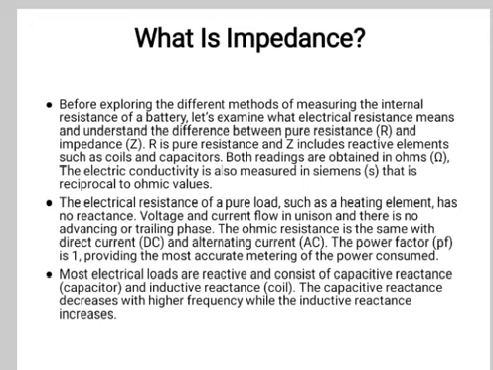The electric conductivity is also measured in Siemens, that is reciprocal to ohmic values. The electrical resistance of pure load such as heating element has no reactance. Voltage and current flow in unison and there is no advancing or trailing phase. The ohmic resistance is the same with the direct current, that is DC, and alternating current, AC. The power factor is 1, providing the most accurate metering of the power consumed.